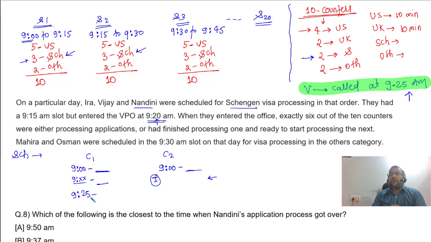So from this, what can we conclude over here? Vijay is called at 9:25. It means counter 1 got free. Counter 1 gets free at 9:25. So how much time did counter 1 take to process these two applications? Counter 1 took a total of 25 minutes to process these two applications. It means 12.5 minutes per application.